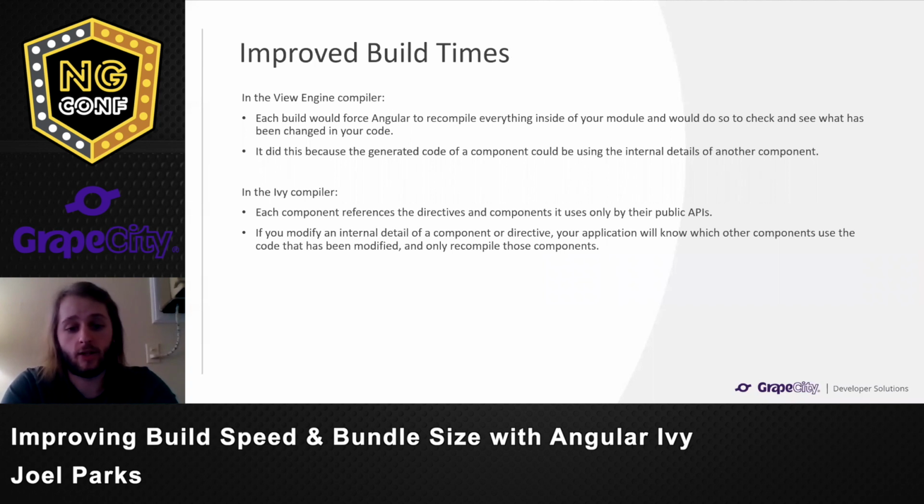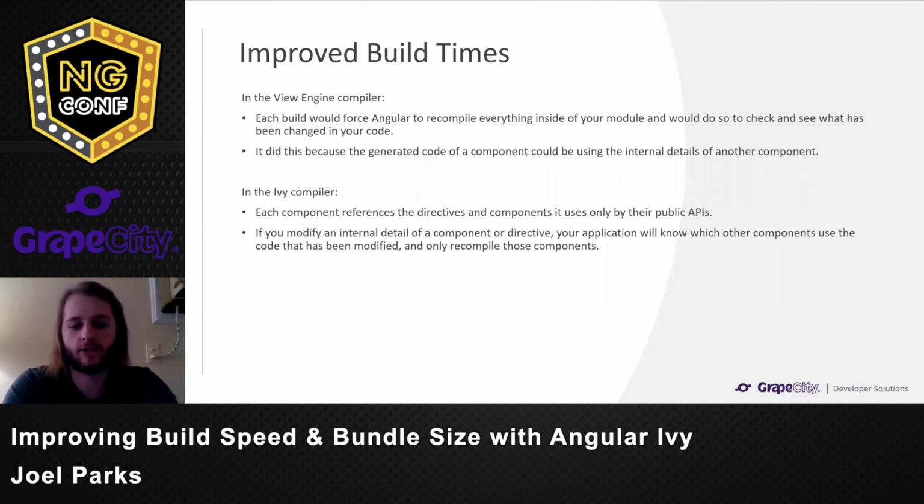The second large change that we'll take a look at is the improvements that the Angular team has made in both application build times as well as improved build errors with the release of Ivy. When building your application, each build would force Angular to recompile everything inside of your module and would do so to check and see what had been changed in your code. It did this because the generated code of a component could be using the internal details of another component.